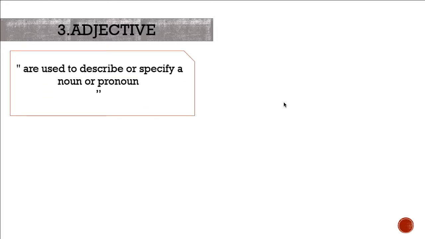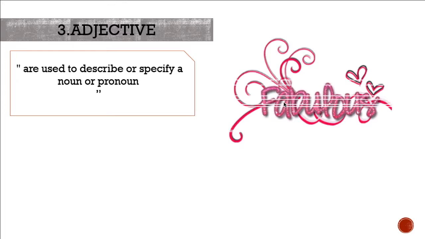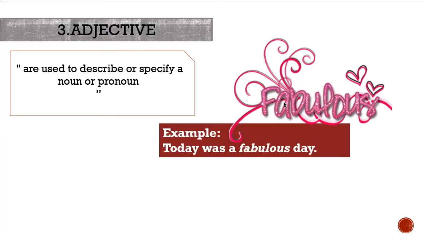Third is the adjective. Adjectives are used to describe or specify a noun or pronoun. Let's take a look at the word fabulous. It is an adjective as it can describe a noun or pronoun, such as in the sentence, Today was a fabulous day. This isn't the only adjective. There is an endless list, but they all describe a noun, whether it be by its taste, color, look, size, or feel.